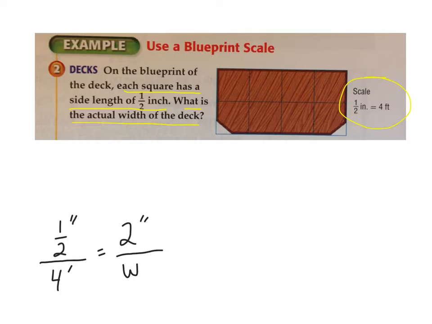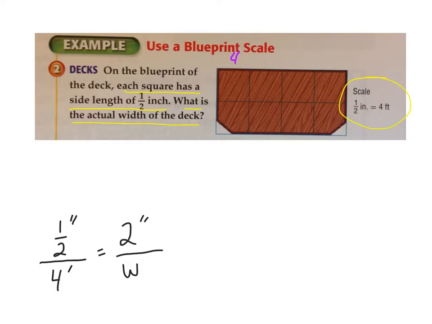Now one way that I could solve this problem is I could create a proportion, or try to find a proportion here where I'd say 1/2 of an inch is equal to 4 feet, so what would 2 inches be? But like we say, there's always more than one way to solve a problem. And when I'm looking at this, if I know that each of these squares is 1/2 of an inch, and I know that 1/2 of an inch is 4 feet, for me it would be a lot easier just to think of it like this.